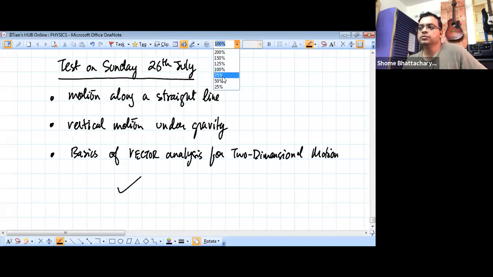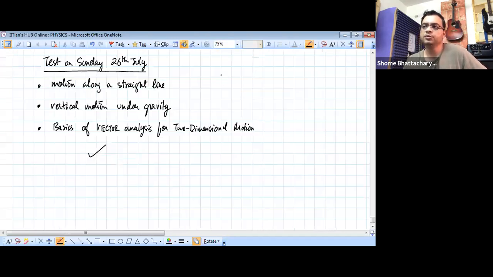Okay, students, so wish you all the best for the test coming up on Sunday. Please do a revision of these things, and especially the questions that we solved from the module in class in the last 3 or 4 lectures that we had solved.